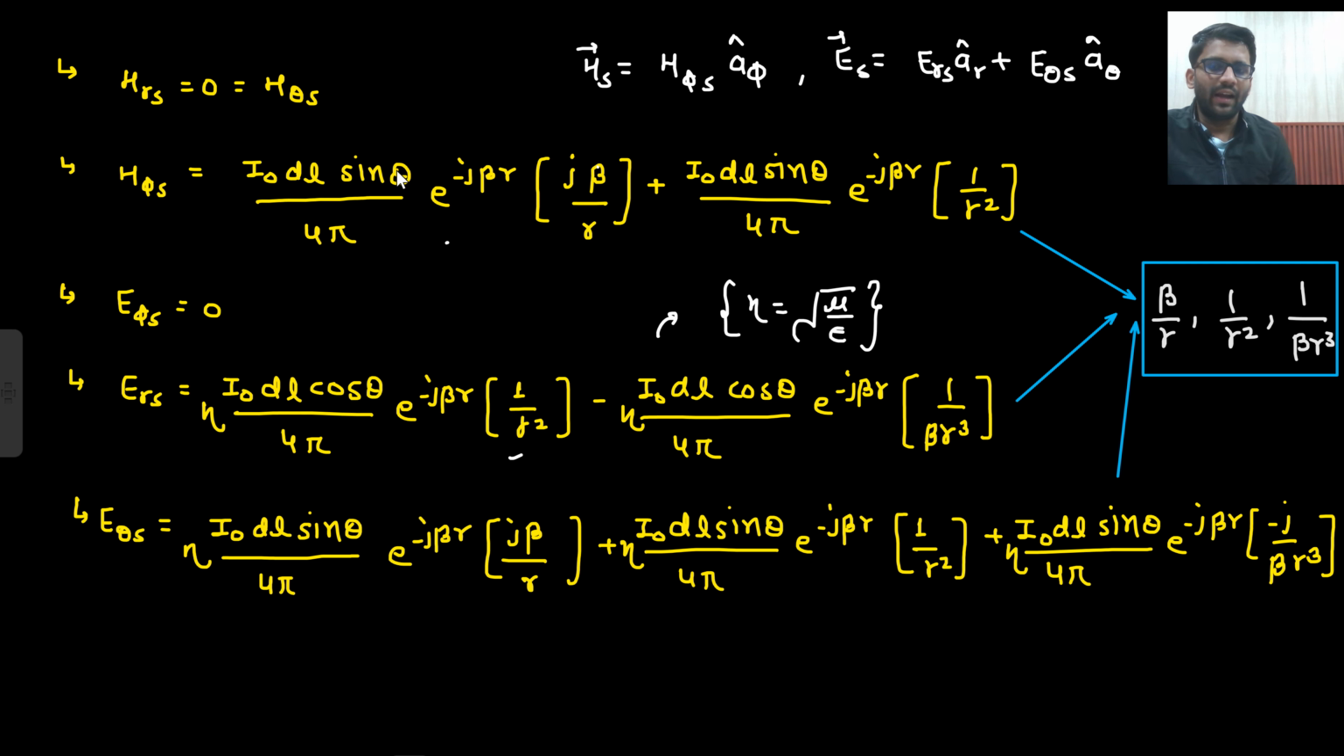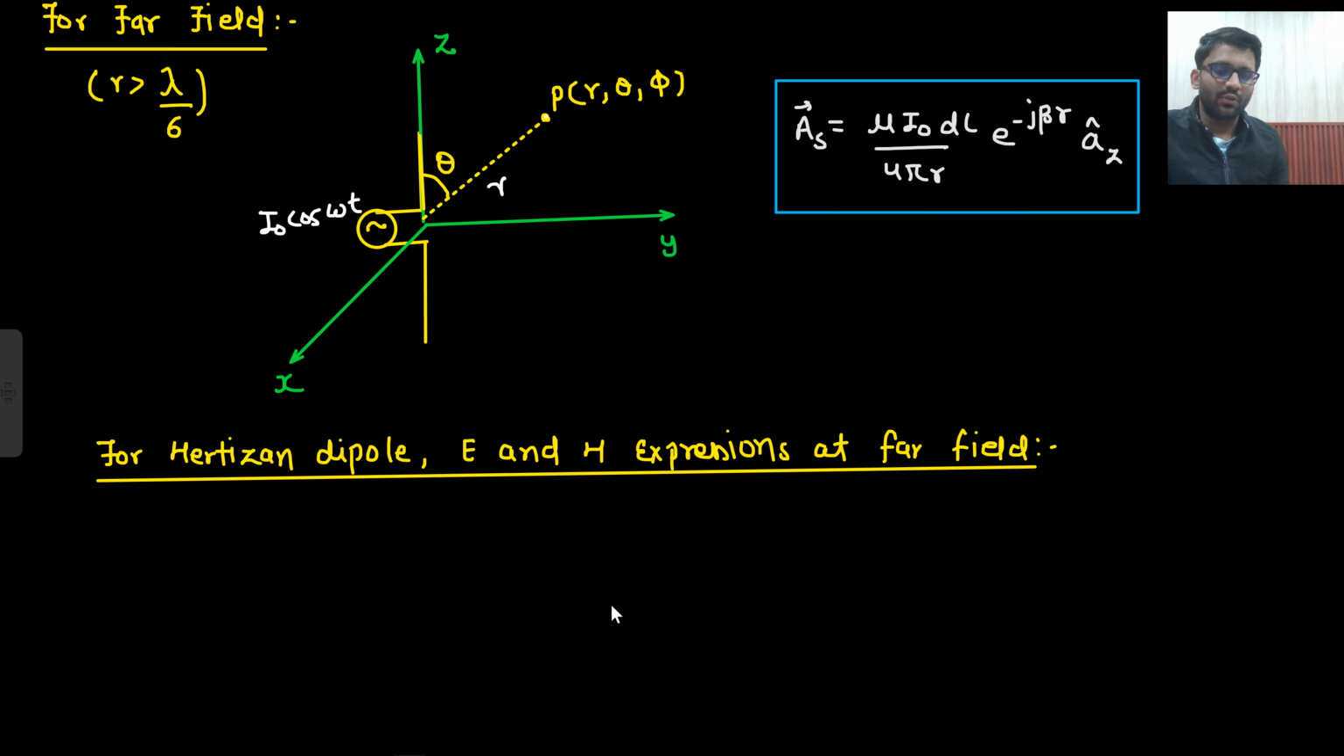So what are you getting? I naught dl sin theta upon 4 pi r, j beta, e to the power minus j beta r. So this is how we write it. So you need to remember this expression. So your total H field is having only one component.